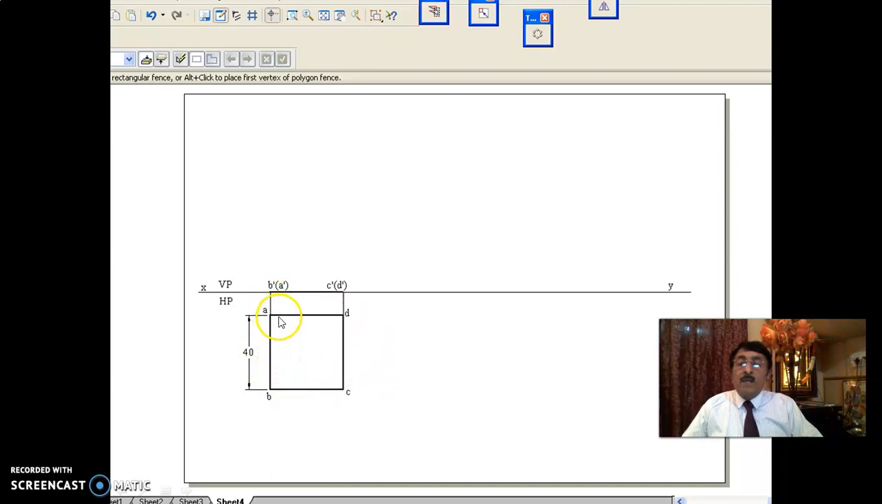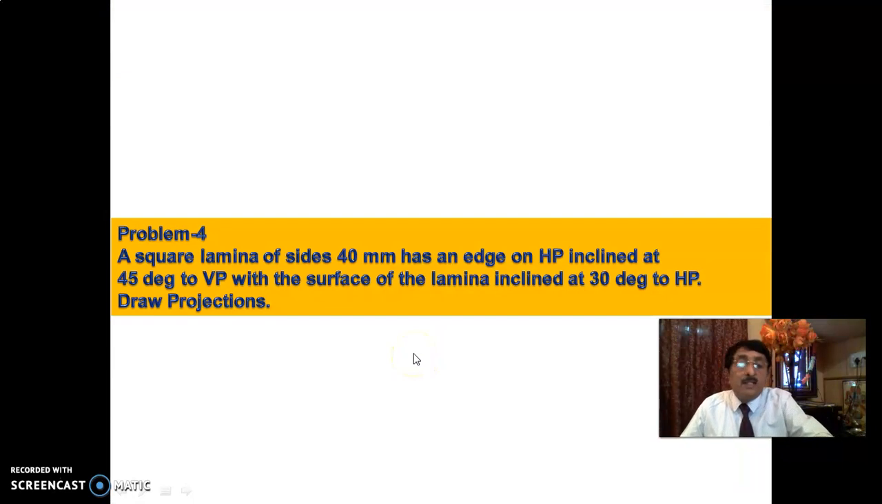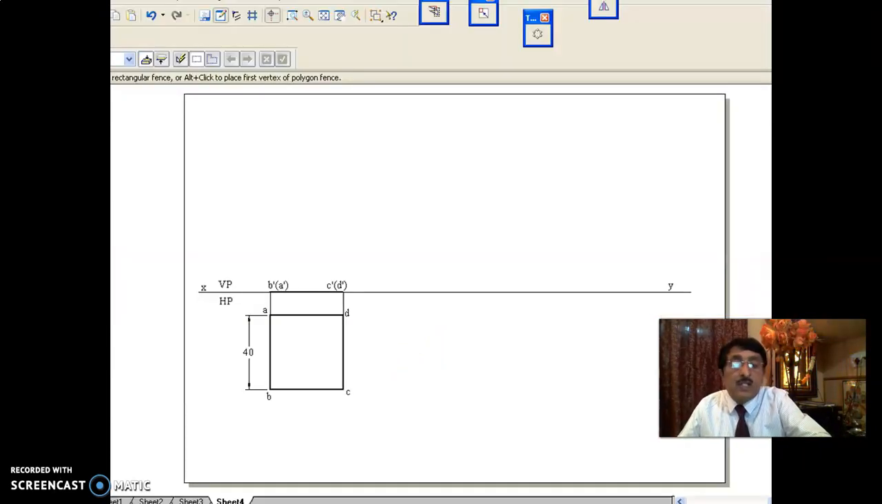Now, square lamina edge position means compulsorily you show, as I told you, you do it this way with one of the edges perpendicular to XY line. A, B, C, D, B dash, A dash and C dash, D dash. This is a 40 mm square lamina, XY line, VP, HP, everything you make. Now, as I said, the square lamina has an edge on HP with the surface of the lamina inclined at 30 degrees to HP.